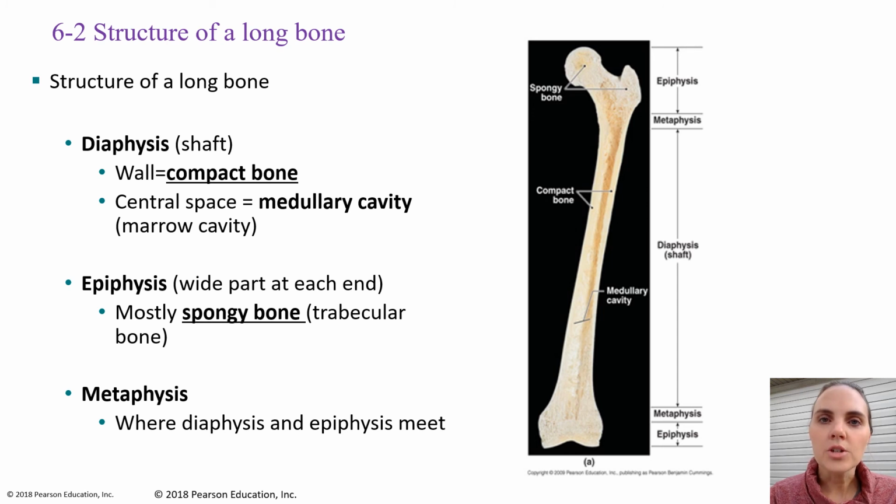When we look at the structures of our bones, we have a variation in the structure of long bones versus flat bones in the body. The long bone can be divided into 3 parts. The diaphysis is the shaft, the long skinny part in the middle of the bone.